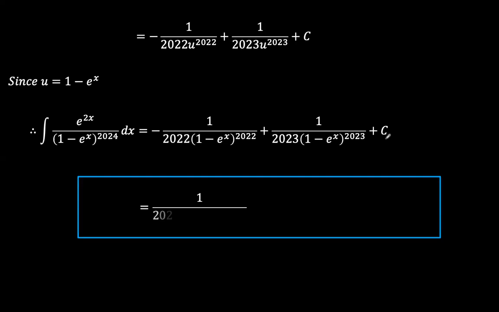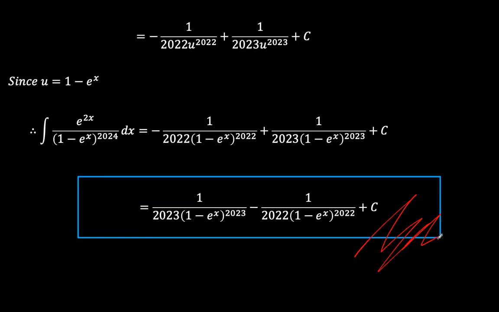Now we can bring the positive term out first and then follow with the negative component, followed by the integration constant. So what was provided in the answers is 1 over 2023 times (1 minus e to the power x) to the power 2023, minus 1 over 2022 times (1 minus e to the power x) to the power 2022, plus the integration constant. And so this is the answer for this seemingly difficult integral problem. It is actually easy to solve.